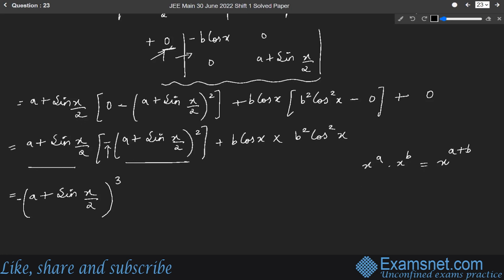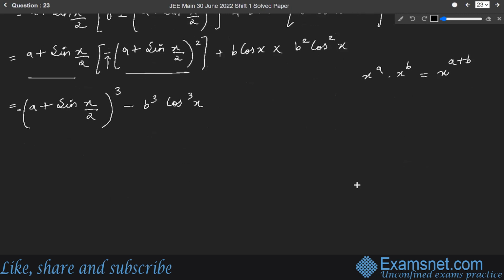When we take the negative sign common, it will be minus of (a plus sine x by 2) cube minus b into b square is b cube, cos x into cos square x is cos cube x. So this is the value of the function f of x. We have expanded the determinant. Now we have to find the limit, limit x tends to 0, f of x upon x cube. So let us substitute the value of f of x.